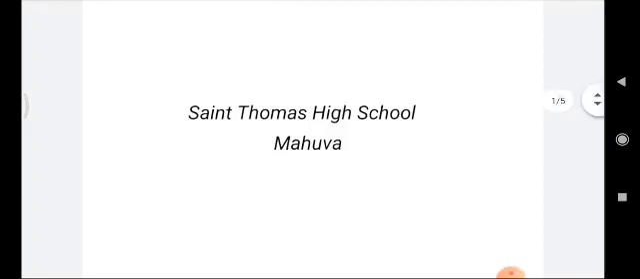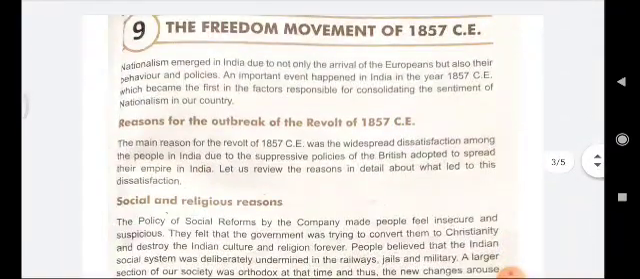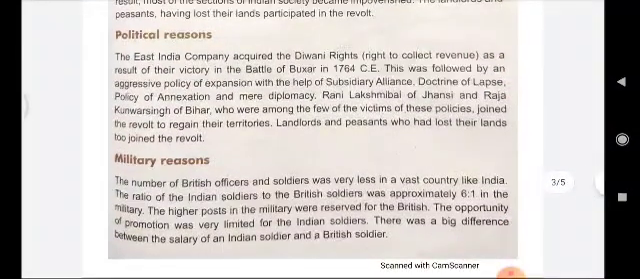Dear students, today I, Richa Parekh, am here to further start with unit number 9 of social science for the students of class 8. In the previous lecture we saw unit number 9, the freedom movement of 1857. We saw political and economic reasons. So today we are going to start with political reasons and military reasons.